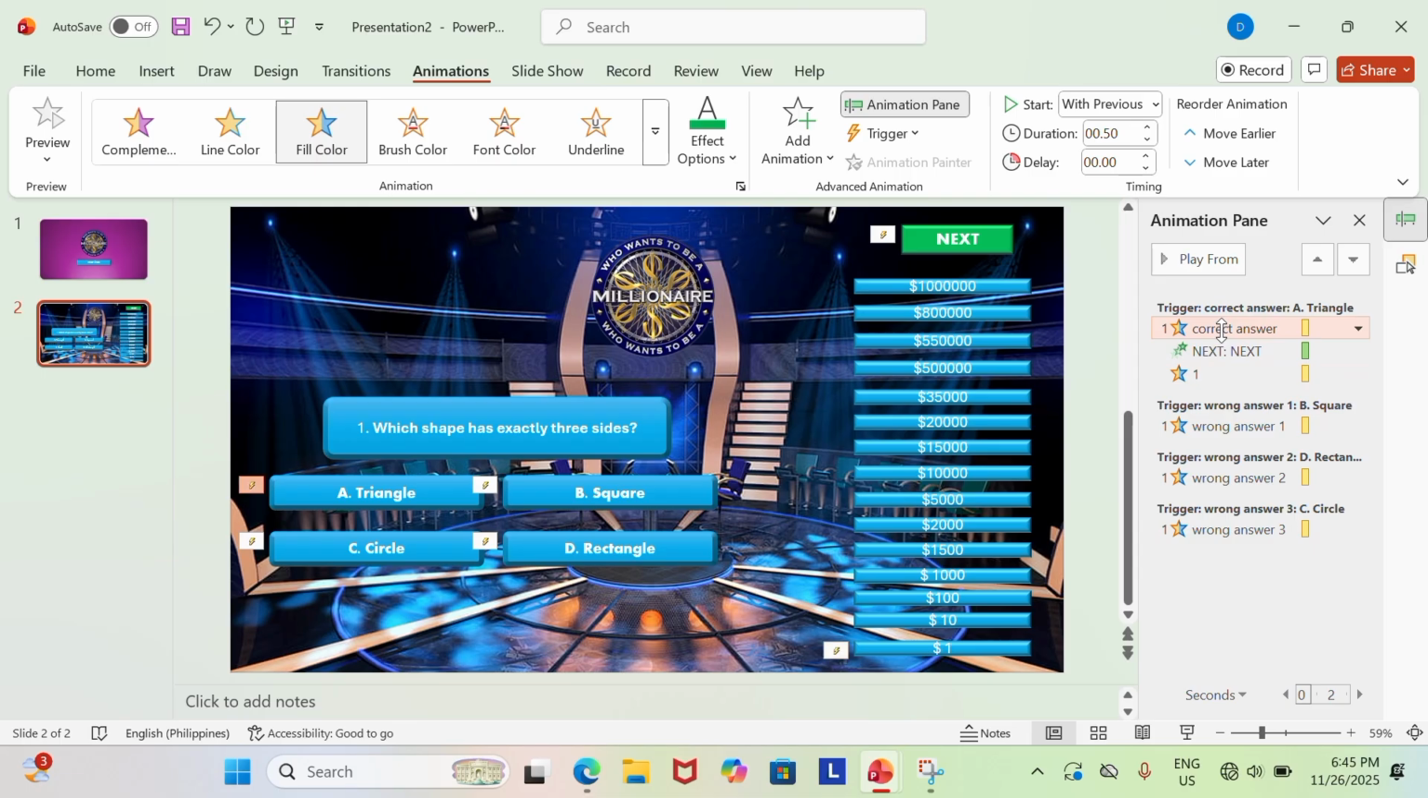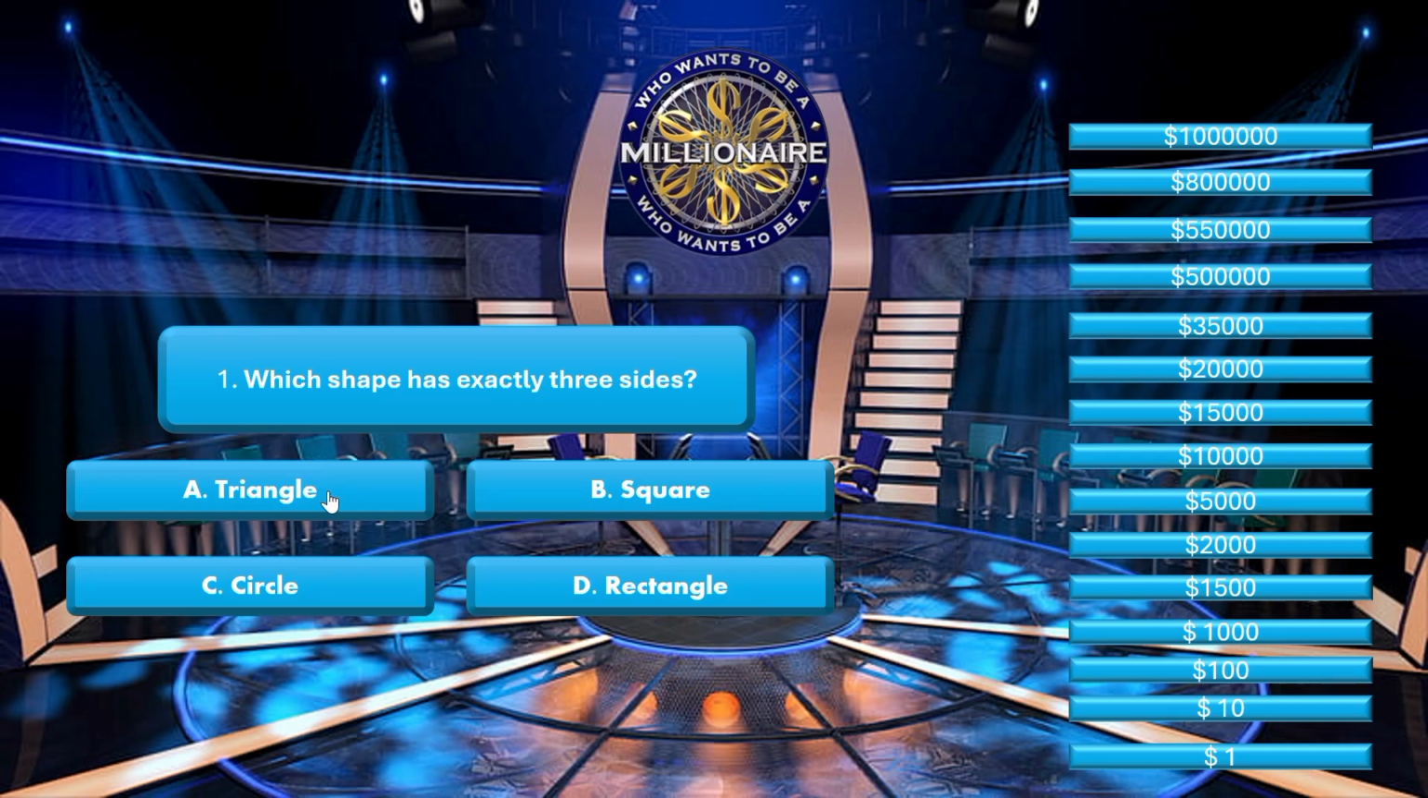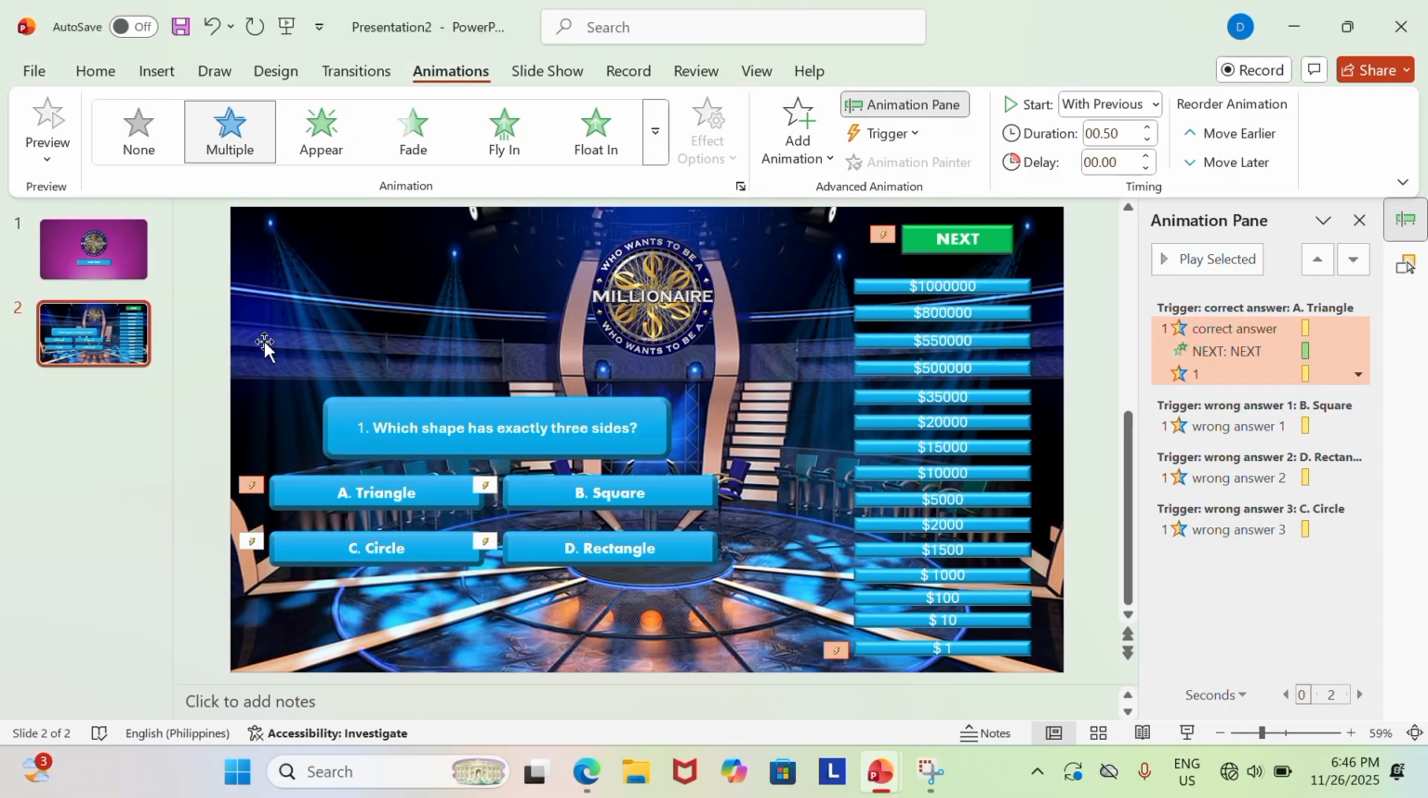Now, if the participants answer the correct answer, there is a prize, which is we need to trigger this first prize into the correct answer for it to pop up, and the participants will know that he or she will receive the prize or win the first question.